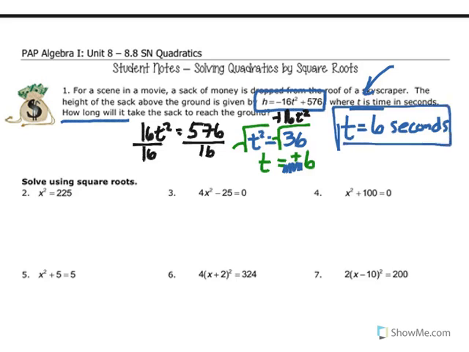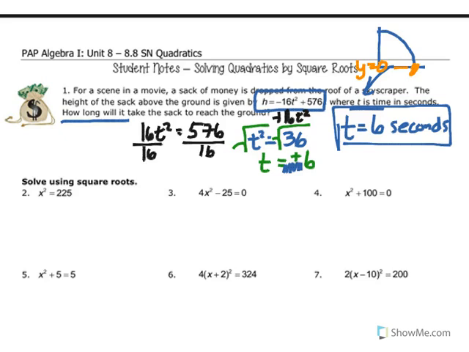And there we go. So if you were to graph that function, what you would be doing is finding where it hits where y is 0, because that's where the ground is. It's at 0 feet. Remember, h was the height and t was the time in seconds. So what we found was the number of seconds it took to hit the ground.